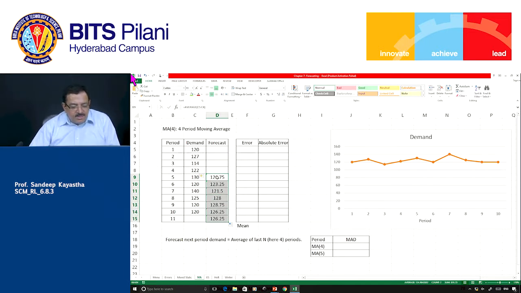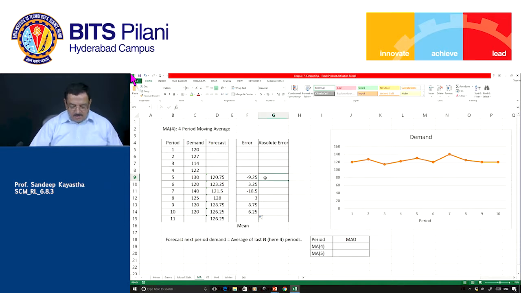If you had made a forecast like this, because you use the last 4 period data to make the forecast, and actual value turned out to be 130, what is the error? Error is equal to forecast minus the demand. So you would have error of minus 9.25, 3.25, minus 18.5. For these periods, you have got the errors. In this period, we have made the forecast, but actual demand is still not known.